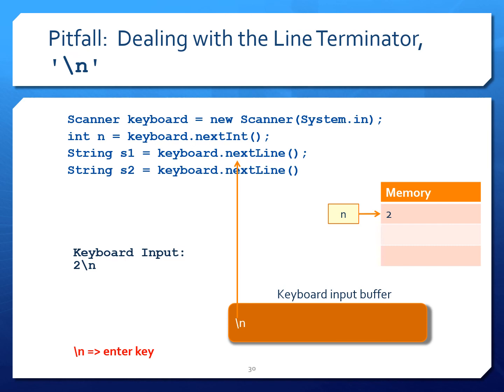The leftover \n will be read by nextLine. Since nextLine will discard \n, s1 will only be assigned an empty string. Next we enter A and the enter key. A will be read by the second nextLine method, and the \n will be discarded. So s2 will be assigned the value A and the program ends. We have no chance to enter the value B.